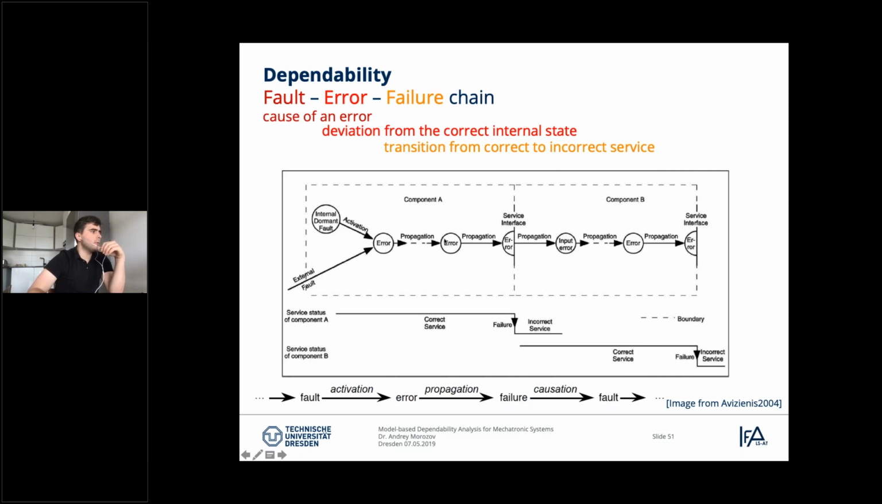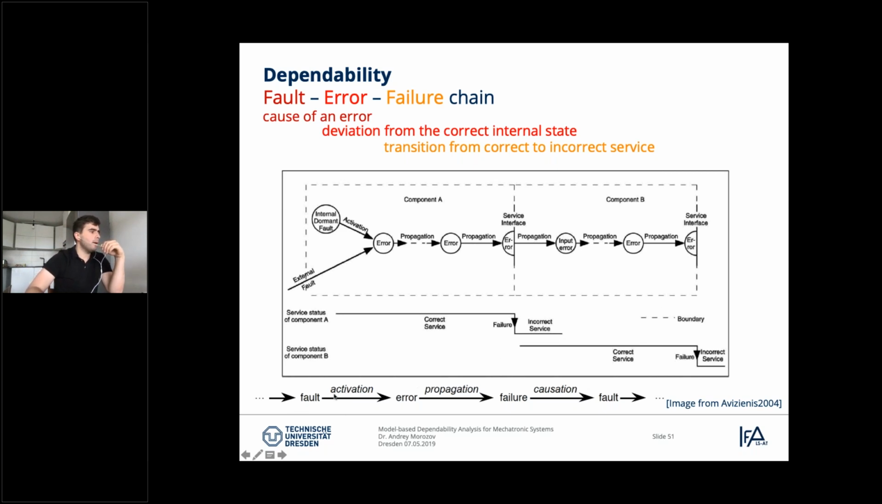Because of that, we could have an internal error. And as soon as this error goes outside, through the service interface, component A provides data to component B. As soon as it provides wrong data to component B, this is a failure of component A. And at the same time, the failure of component A becomes an external fault to component B that relies on the service of component A. And because of that, we still have the correct service of component B, but as soon as component B provides wrong data to some component C or system, this becomes a failure of component B.